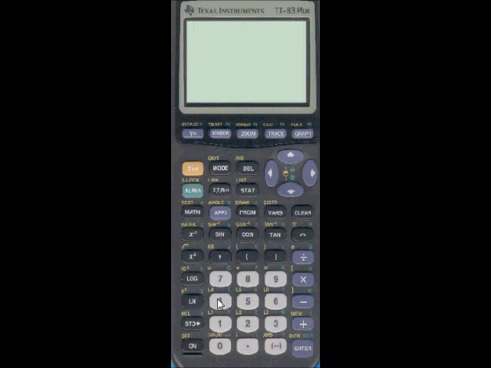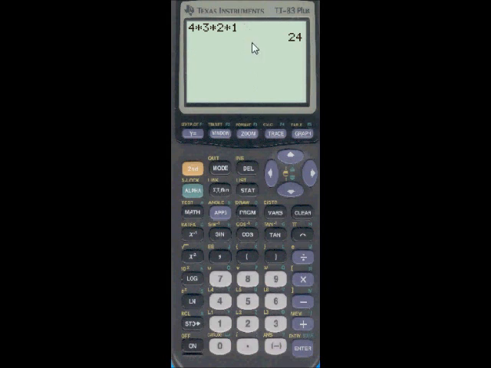4 times 3 times 2 times 1, all the way down, starting at 4 and multiplying everything underneath it until you get to 0. You don't include 0. And then you hit the enter button, and it's 24.